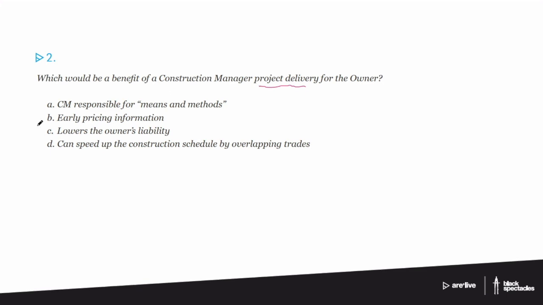So let's look at the four possible answers. We have A, the construction manager is responsible for means and methods. B, early pricing information. C, lowers the owner's liability. And D, can speed up the construction schedule by overlapping trades.